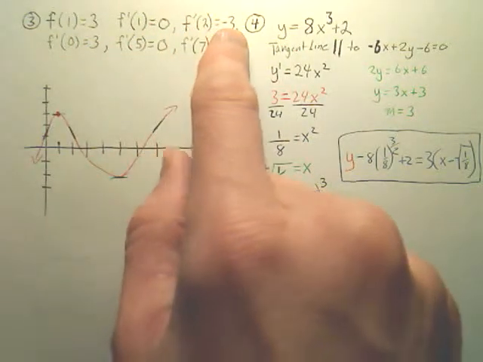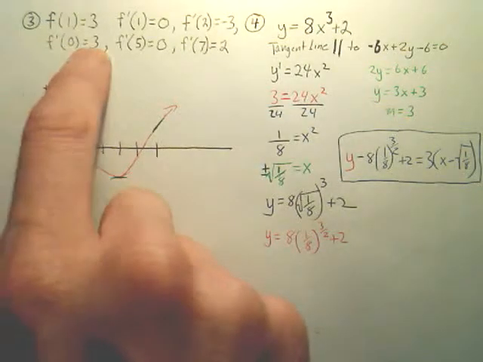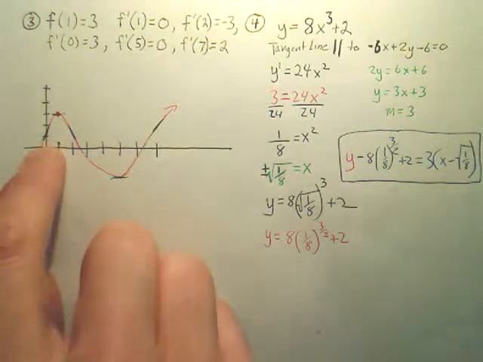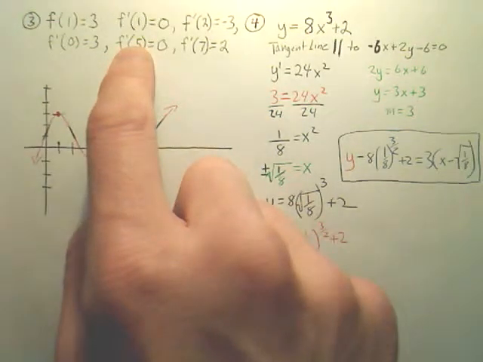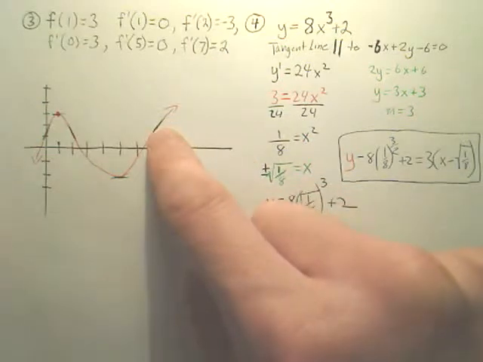At 2, the slope is negative 3. So at 2, my slope is negative 3. At 0, my slope is positive 3. So at 0, my slope is positive 3. At 5, my slope is 0. And at 7, my slope is 2.